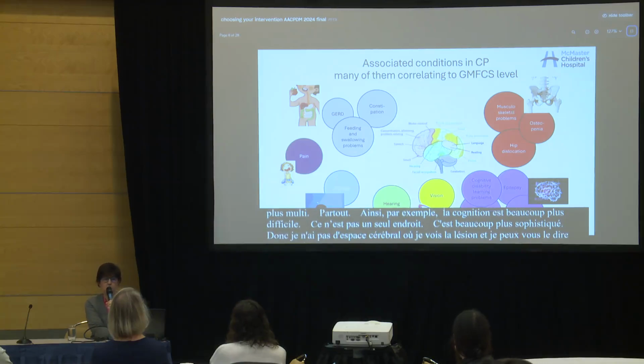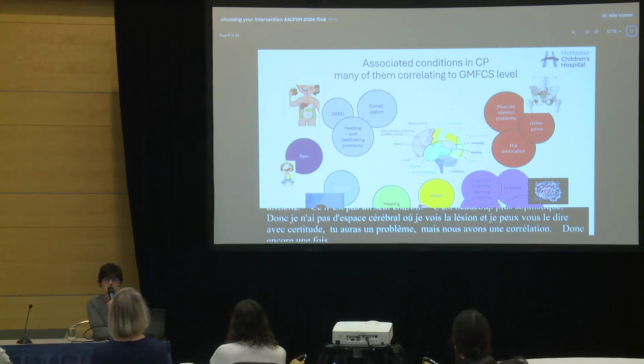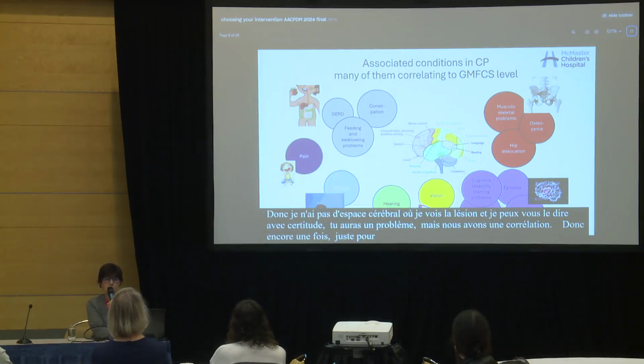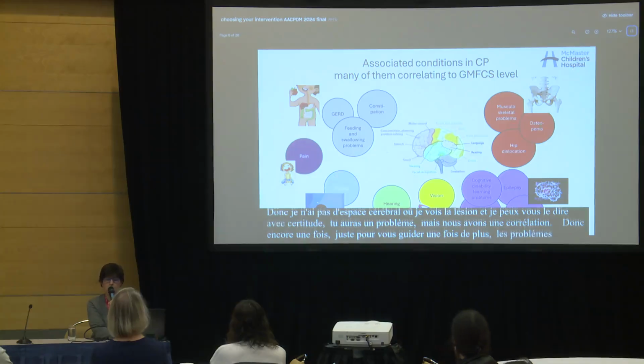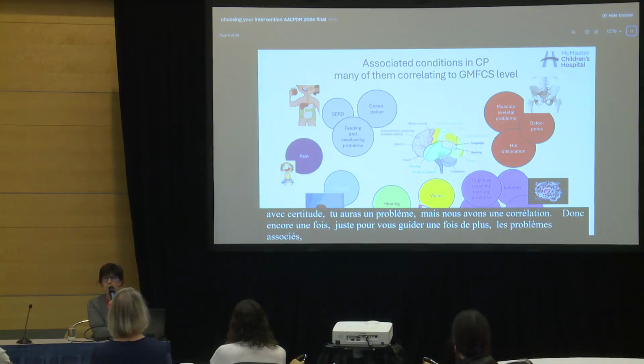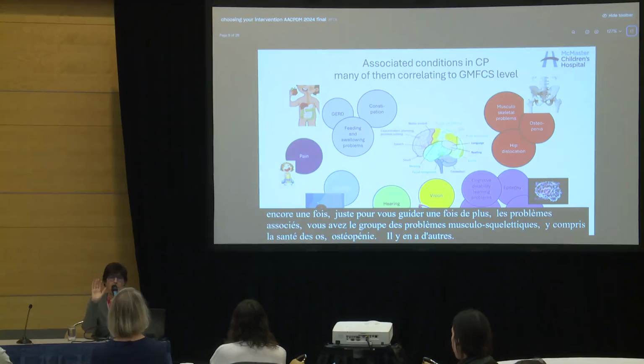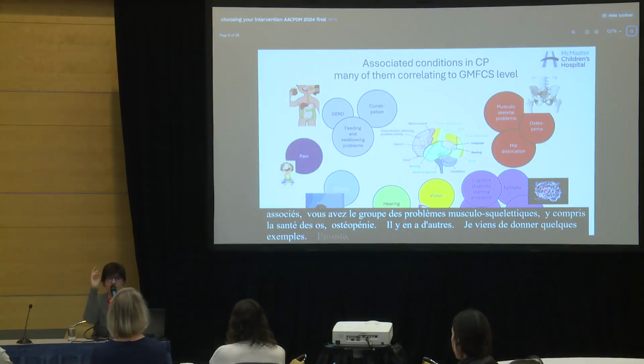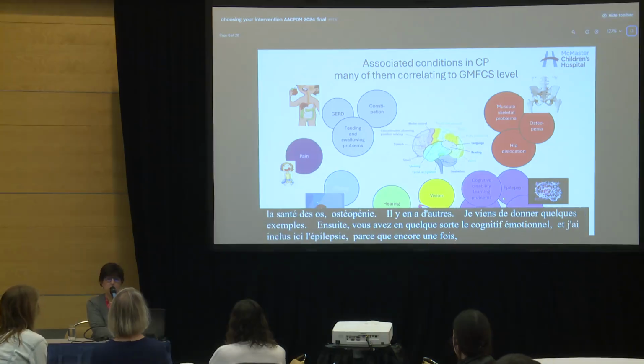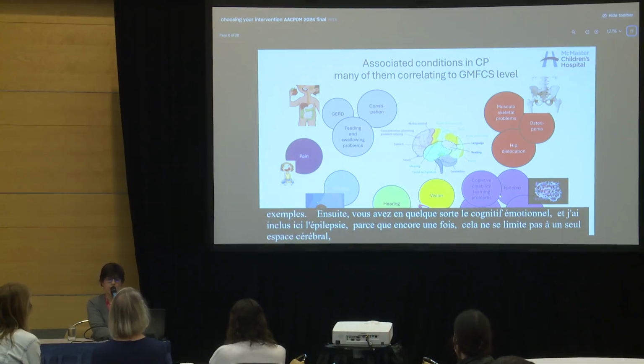So again, just to walk you through one more time, the associated problems, you have the group of musculoskeletal problems, including bone health, osteopenia, hip, and there are more. I just gave a few examples. Then you have the emotional, cognitive, and I included here the epilepsy because, again, it doesn't sit in one brain space alone, which are very much associated with CP and very often go hand in hand with GMFCS level. We talked already about vision, hearing.